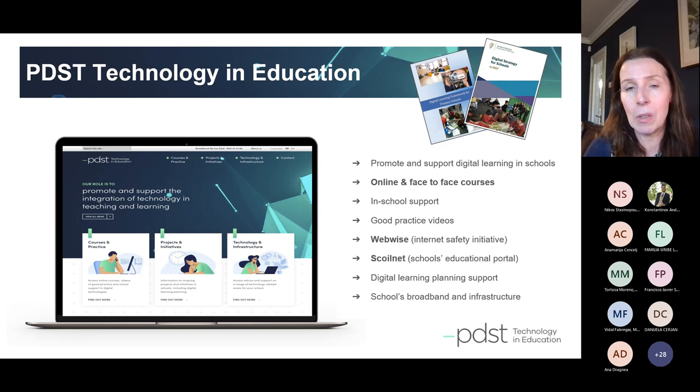Important to say as well that our work is underpinned by two key documents. One of them is our new digital strategy for schools to 2027, and the other is our digital learning framework for primary schools and post-primary schools. So all of our work supports those two key strategy documents.